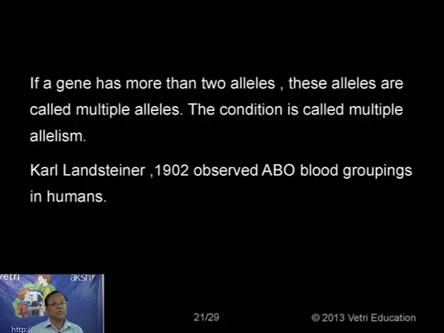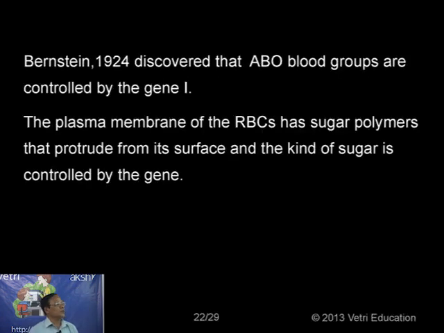Now, how are these blood groups formed? The blood groups are actually based on genetic factors. This is an example of multiple allelism. The gene responsible for the blood group was first proposed by Bernstein in 1924. Bernstein discovered that the ABO blood group is normally controlled by a particular gene, namely the I gene.